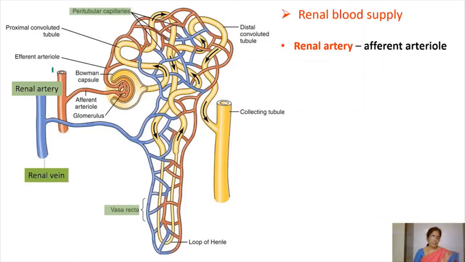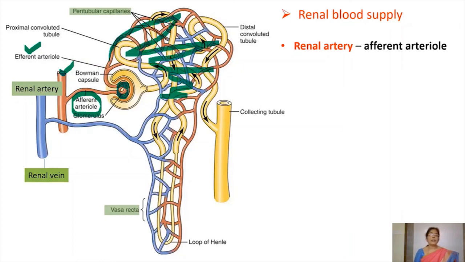Interesting thing. Here, this red colored one is the renal artery. It supplies blood to the kidney. So its branch is the afferent arteriole. This is the afferent arteriole. It divides and forms the glomerulus. This is the glomerulus. And from the glomerulus, the efferent arteriole comes out. This efferent arteriole forms this network of capillaries.